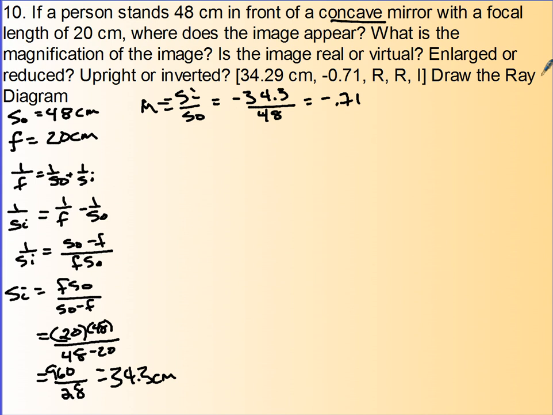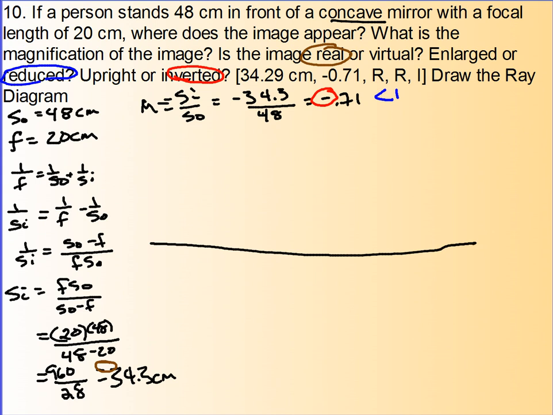Now, because my magnification is negative, I know it's inverted. Because my magnification is less than 1, I know it's reduced. Because my image distance is positive, I know it's real. Now draw the ray diagram.